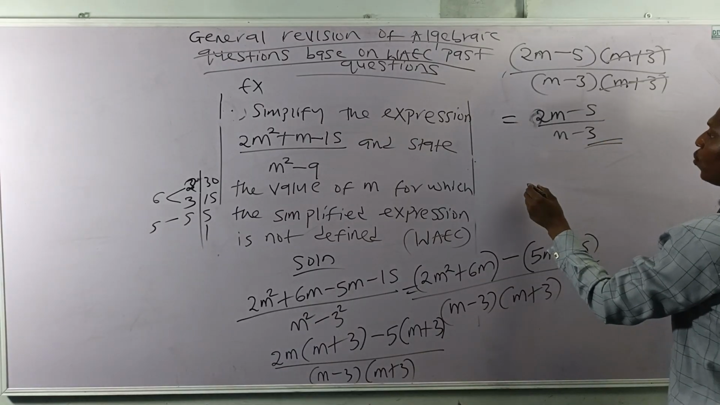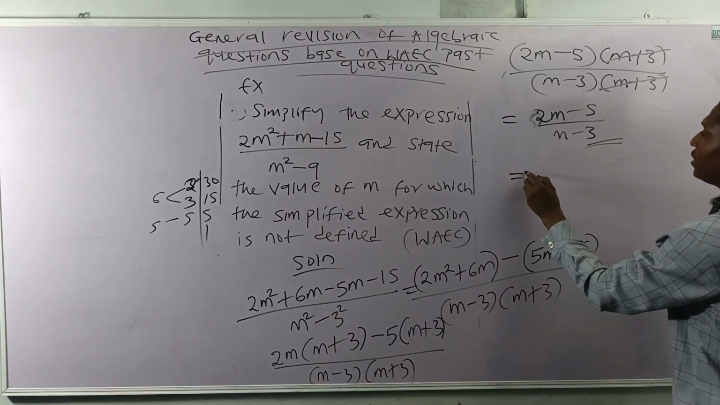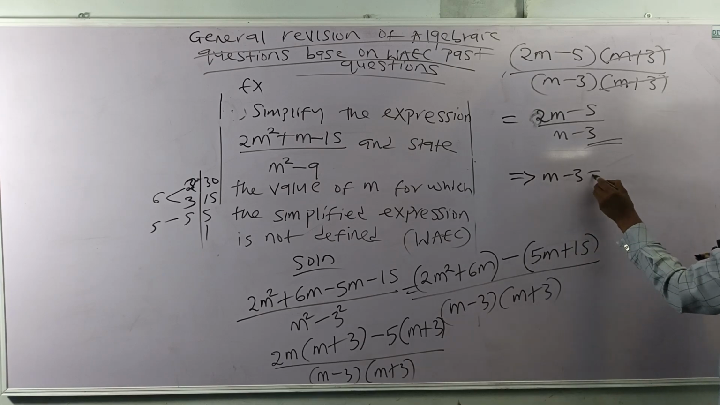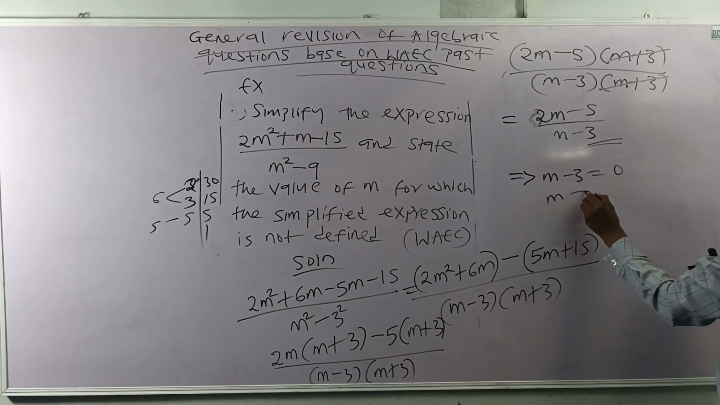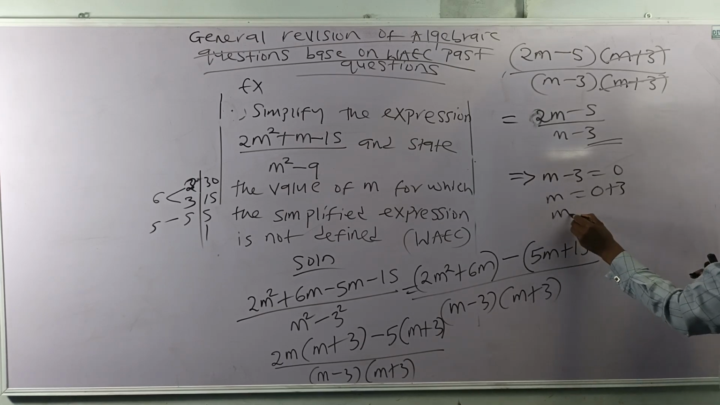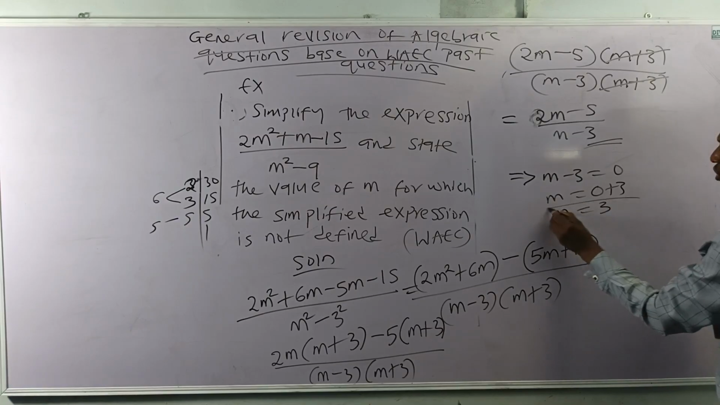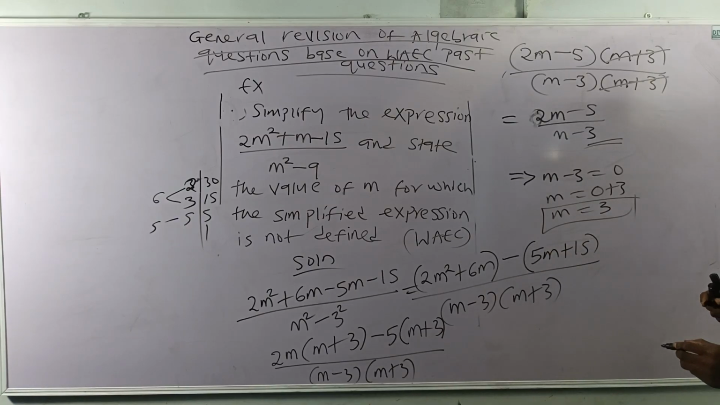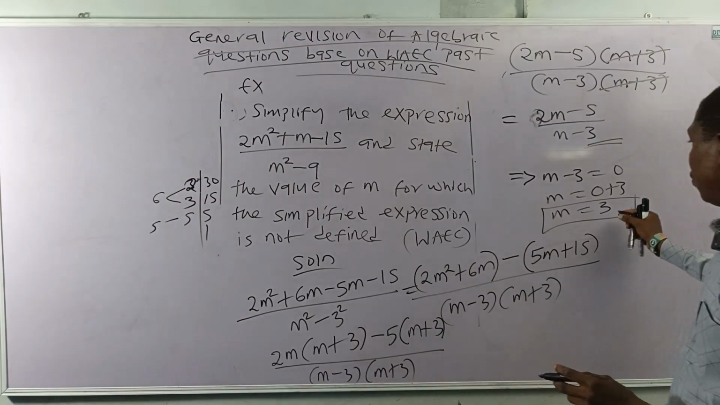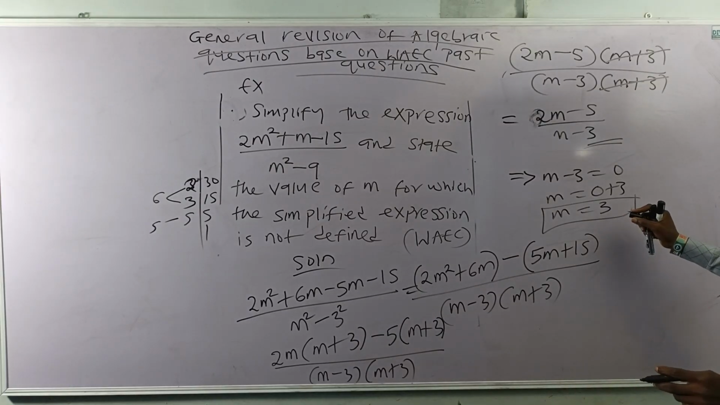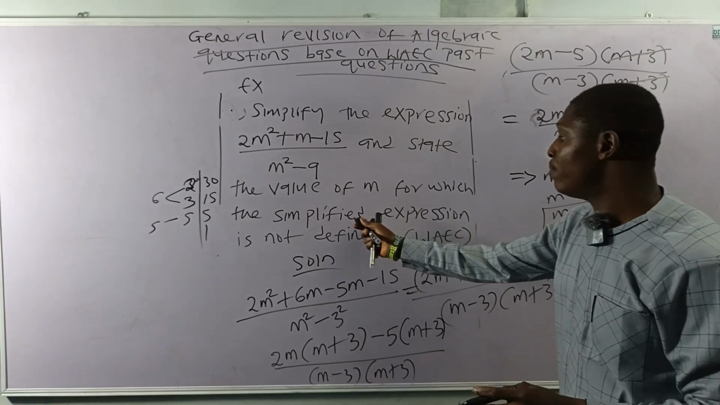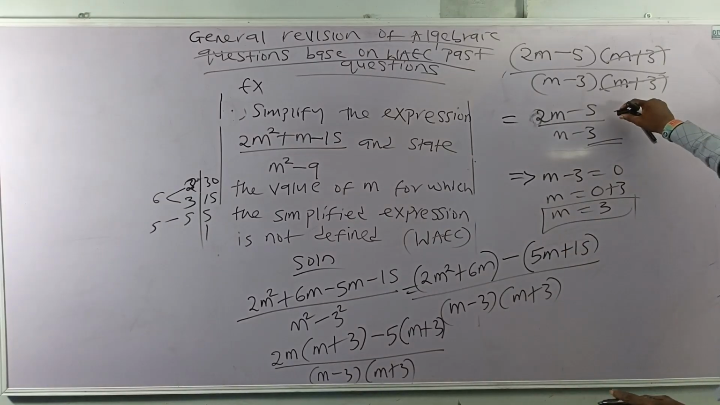0. And our denominator here is this bottom value, which is m minus 3. So we simply equate this m minus 3 to be equal to 0. And we'll have m to be equal to 0 plus 3. And our m will be equal to what? 3. So this is my final answer for which the expression is not defined. Remember they said simplified expression. That's why I'm using this.